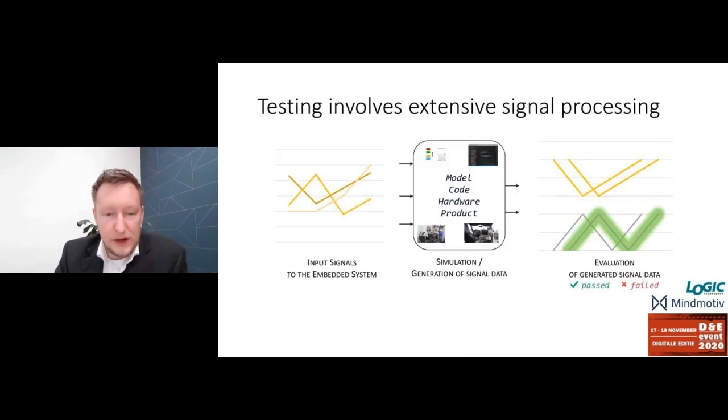So what does this mean in practice? In practice, this kind of testing means that it involves a lot of extensive signal processing, because your test scenarios have to be translated in a way that your system under test is stimulated correctly. So you have to capture all the output values, and you have to evaluate the correctness of the generated output value. Therefore, you have to think of tolerances, sequence, different signal types, and so on. And you have to do this, especially in the automotive industry, at the model level, at the code level, at the hardware level, and at the product level.